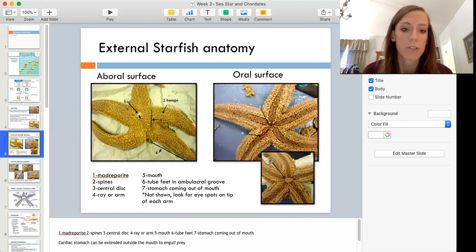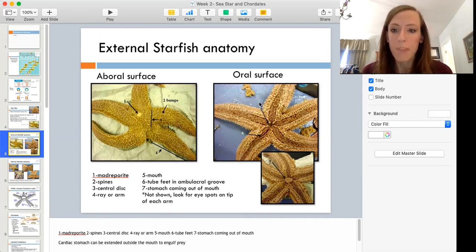So I did just want to point that out. That's on the abral surface, the madreporite. Of course, you got lots of these little spines and bumps. The center circle is just referred to as the central disc. And then there's usually, on the ones that we have, there are usually 5 arms, or rays, that extend from the central disc. Different numbers of arms could be present on different similar organisms, but the ones we get usually have five.